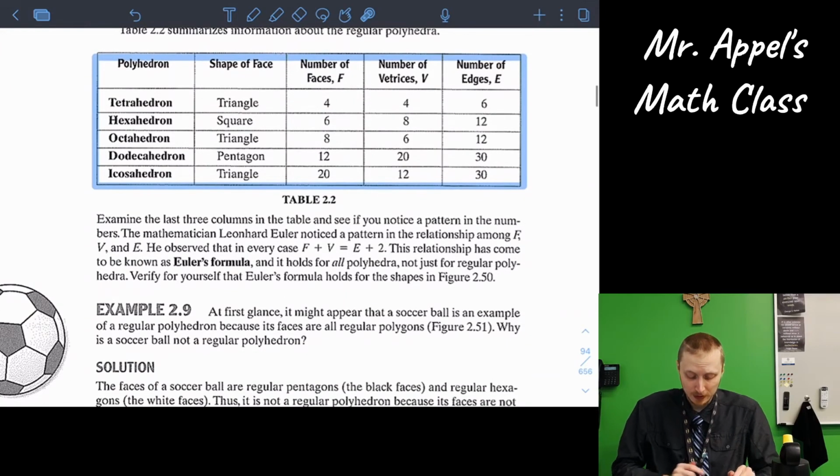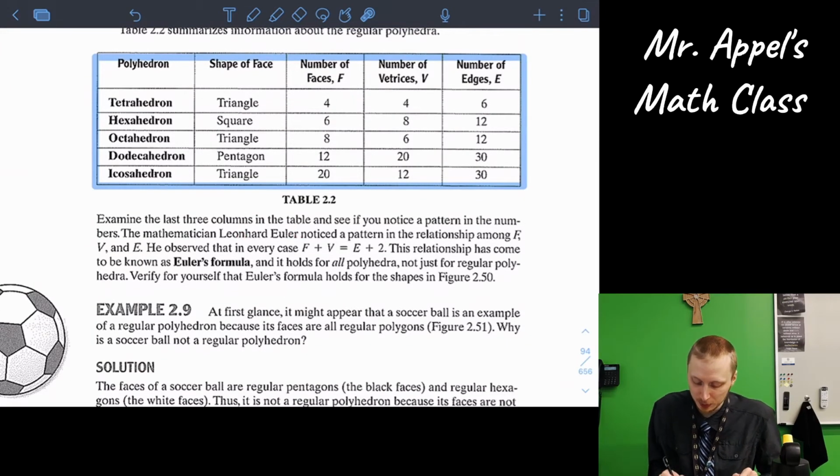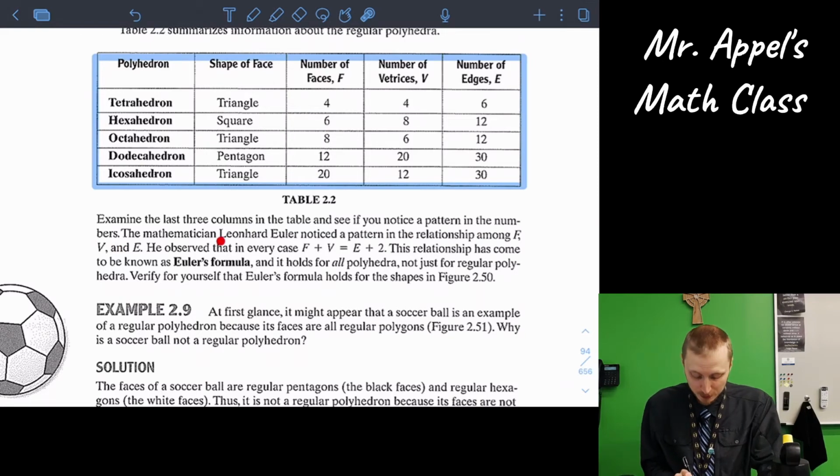Okay. If you examine the last 3 columns in the table, you might notice a pattern in the numbers. Mathematician Leonhard Euler, German, noticed a pattern in the relationship among f, v, and e. He observed that in every case, f plus v equals e plus 2. This relationship has become known as Euler's formula, and it holds for all polyhedra, not just the regular polyhedra.